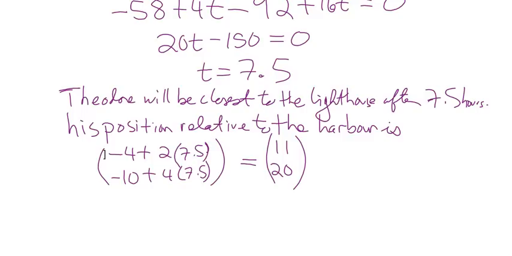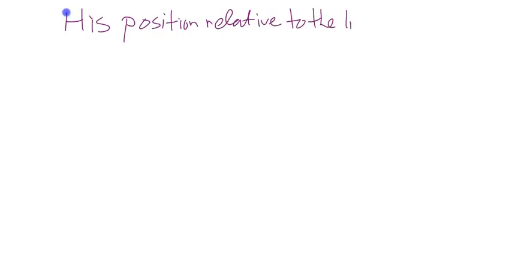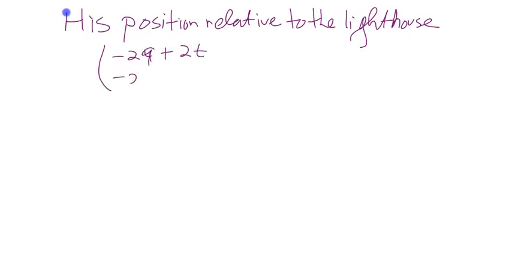So close. What's his position relative to the lighthouse? Oh, let's go to a new page. So this is relative to the harbor. Now, don't we have an expression for that? We worked out a position relative to the lighthouse. What was it? Negative 29 plus 2t, and negative 23 plus 4t.